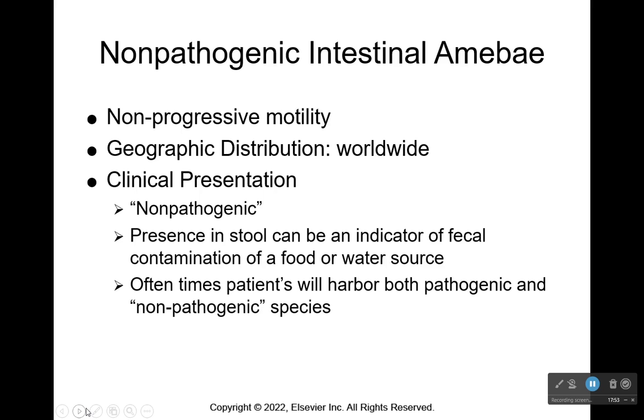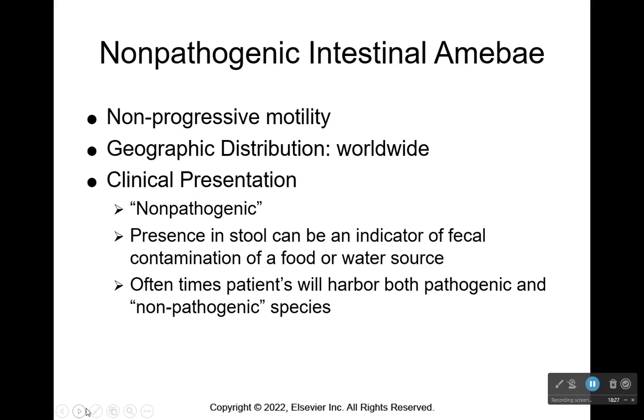For our non-pathogenic intestinal amoeba, these have what's called a non-progressive motility, whereas the Entamoeba histolytica darted and moved around. This just doesn't go anywhere. It has a little bit of motility or movement, but they don't really go anywhere. They are also worldwide. Again, generally are non-pathogenic. Occasionally, on rare occasions, they have been considered a cause of illness, but as I said earlier, they may be present with other pathogenic parasites.